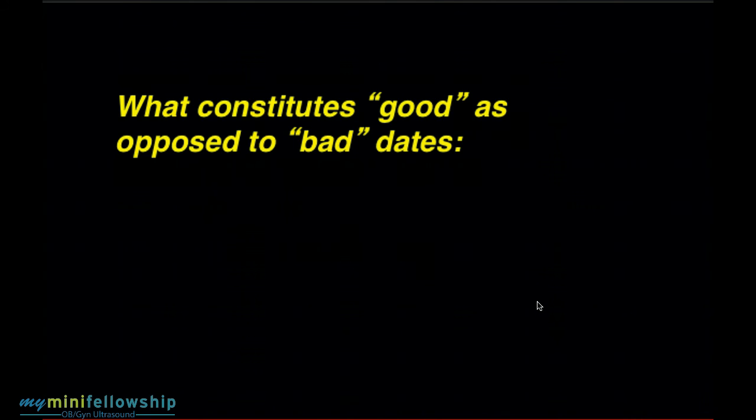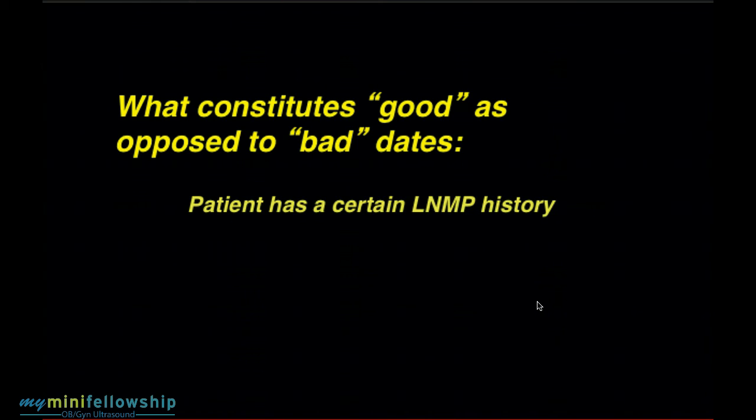So if we're going to use patient dating, we know that that's problematic because patient dates are not infrequently erroneous. How is it that we judge the adequacy of menstrual age? What is it that constitutes good dates as opposed to bad dates? Well, the patient has good dates if they have a certain last normal menstrual period. Preferably, they wrote it in a calendar and are not simply doing it by recollection.